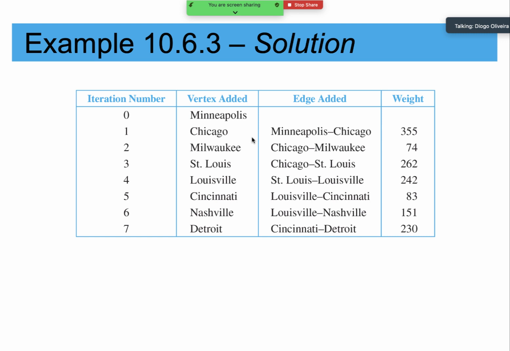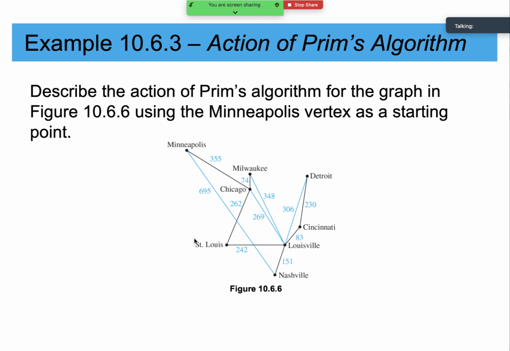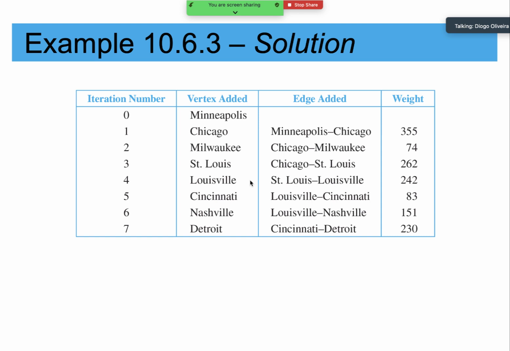Now, from Chicago to Milwaukee, we have this path here, this edge here with weight 74, right? And what about Chicago and St. Louis, or if the destination is St. Louis, right? So observe that the idea now is to focus on the vertex. So if we're starting from Minneapolis, I look at the next vertex and let's say that it's Chicago. Okay, what is the shortest one connecting those two? Okay, so here we go.